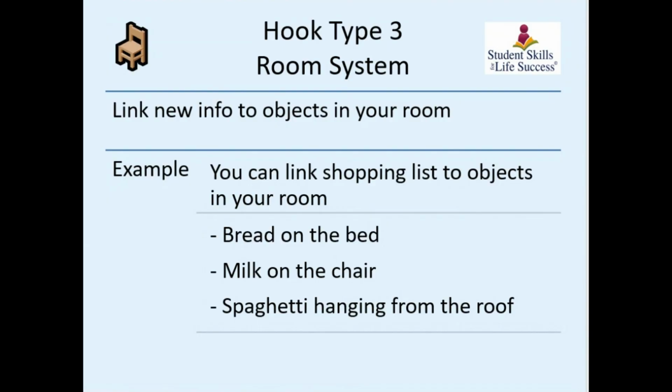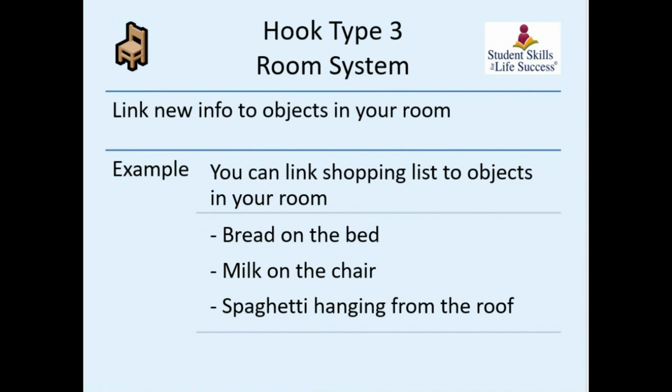And you can link shopping lists to objects that you might see from a certain vantage point when you enter the door or when you lie on your bed. And so now, if I have a 3-item shopping list, mom has sent you to the shops to buy bread, milk, and spaghetti, then you, in your mind's eye, when you get there, you can't remember what it is, you stand at the entrance of your room at the door, and you see, there is the bread lying on the bed, the milk is on the chair, and the spaghetti is hanging from the roof.